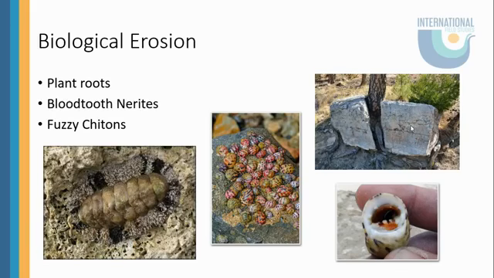We also have what are called fuzzy chitons, and they do a similar thing to the nerites. If you look around the edge of the photo of the chiton, it has a little fuzzy lip that's what it uses to suction itself in place, and it has those armored plates along the top to keep itself safe from predators and from wave action, things like that. What's really cool about chitons is that they will pick one place and stay there.